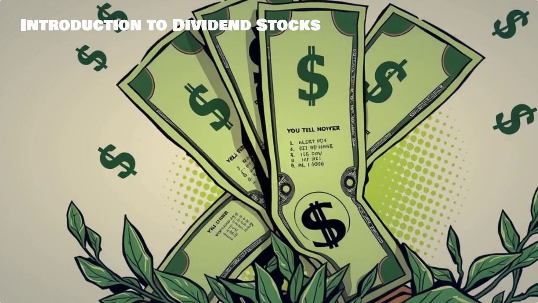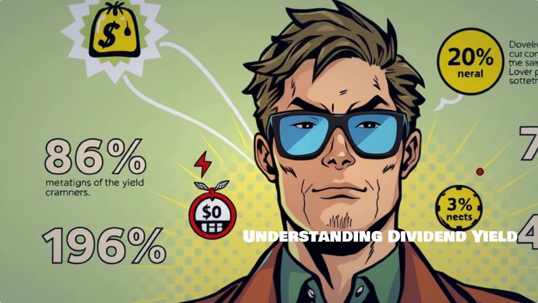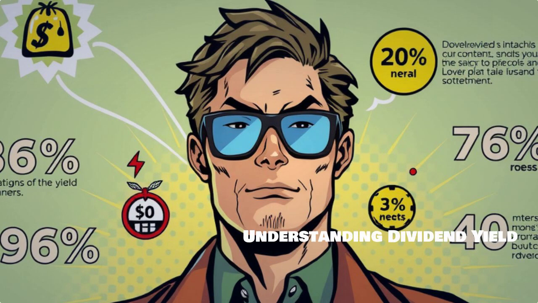Dividend stocks represent shares in companies that return a portion of their profits to investors. They're crucial because they offer a steady income stream, beyond just capital appreciation. The dividend yield is a key metric that tells you how much you're earning from your investment relative to the stock price. To calculate it, simply divide the annual dividend by the stock price.